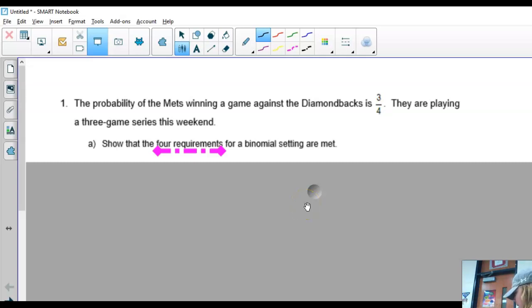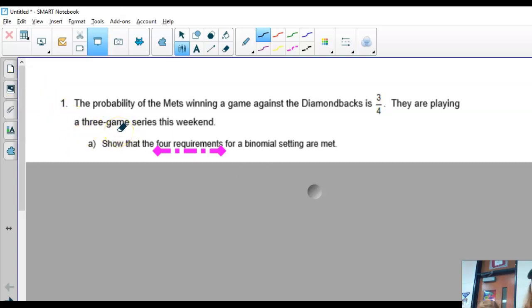I is independent. Are games independent, Annika? Yes, they are. Games are independent of each other. It doesn't matter if you lost your first game, you still have a good chance of winning your second game. N is the number of trials being fixed. Annika, are the number of trials fixed? Yes. How many trials are there? 3. Very good. It's a 3-game series.